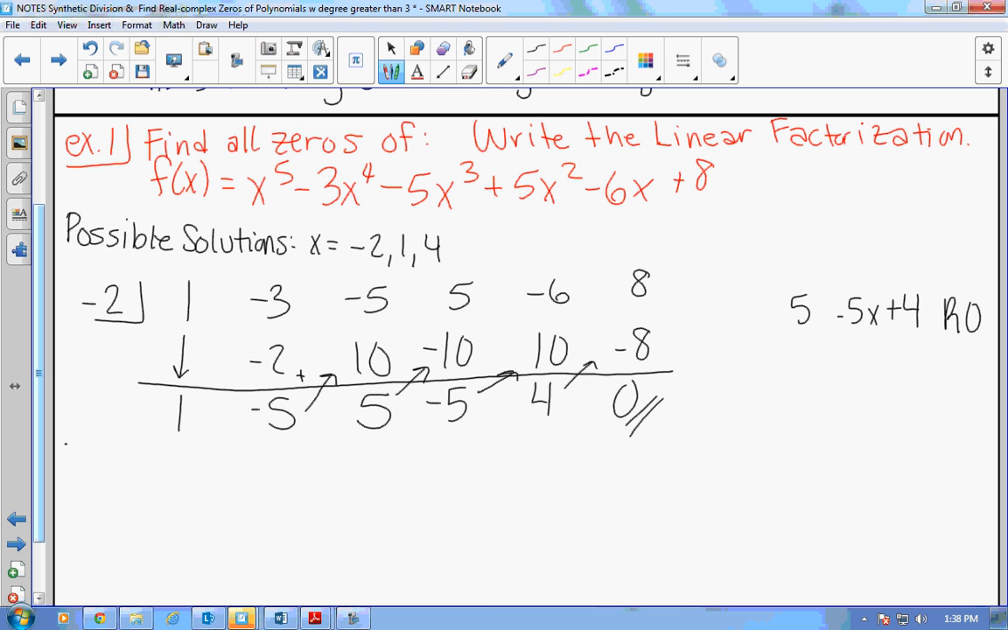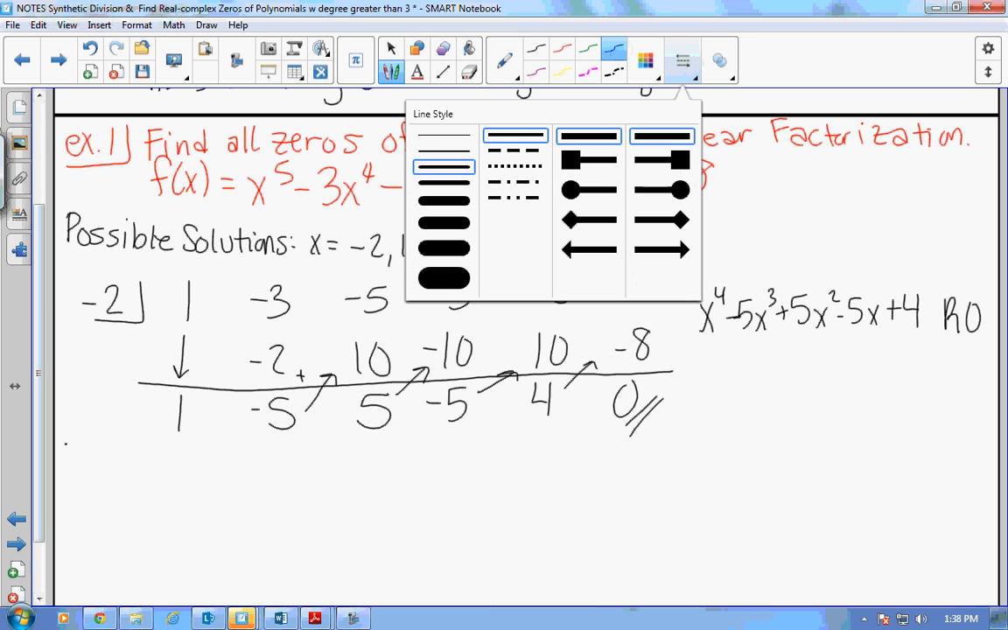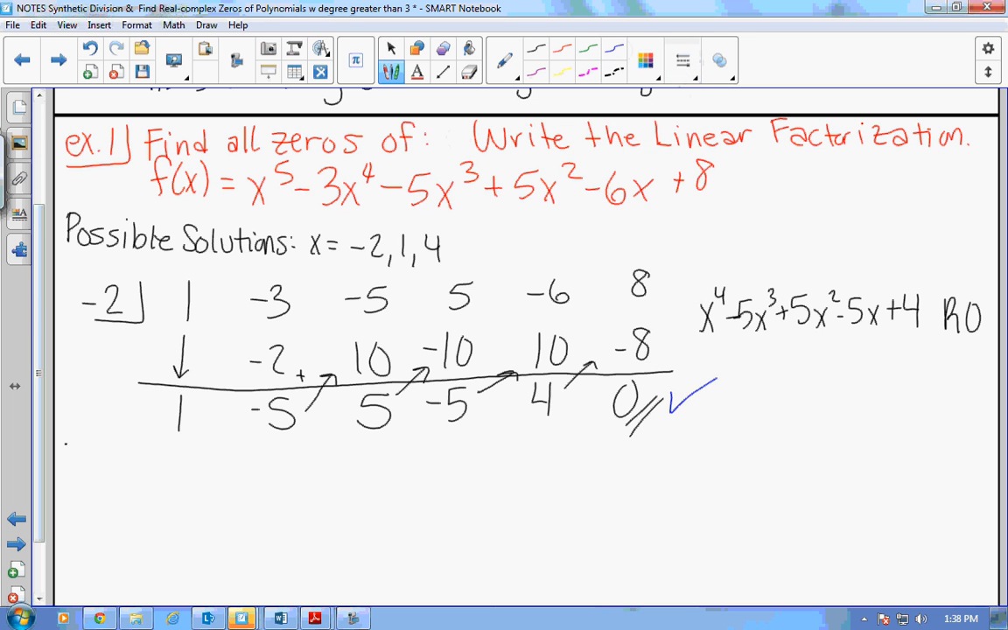5x squared, so we increase the power. It's a positive 5x squared. What comes after that? 5x cubed. And then lastly, positive x to the 4th. So notice now it went from the 5th degree, now it's a 4th degree. So we have 1. Will give us a nice little check. That works. Let's try 1.